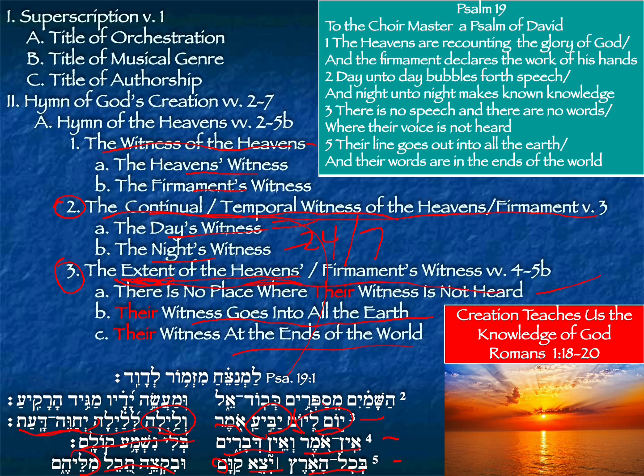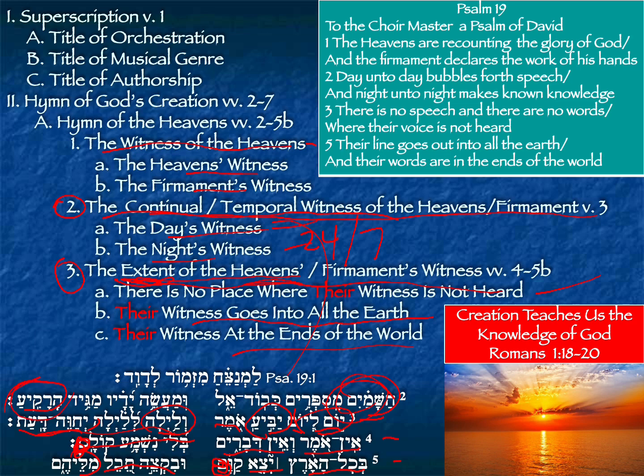Notice here it says, there is no speech and there are no words where their voice. What's their voice here? It goes back to Shemayim and it goes back to Rakia. Okay, now that's very important here. Their line has gone out in all the earth. Okay, there we got there, and their words here are at the end of the world. So that all points back here to Shemayim and Rakia here.